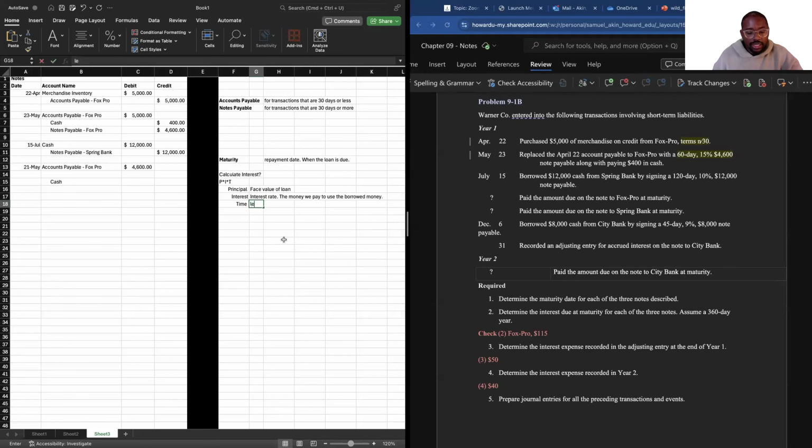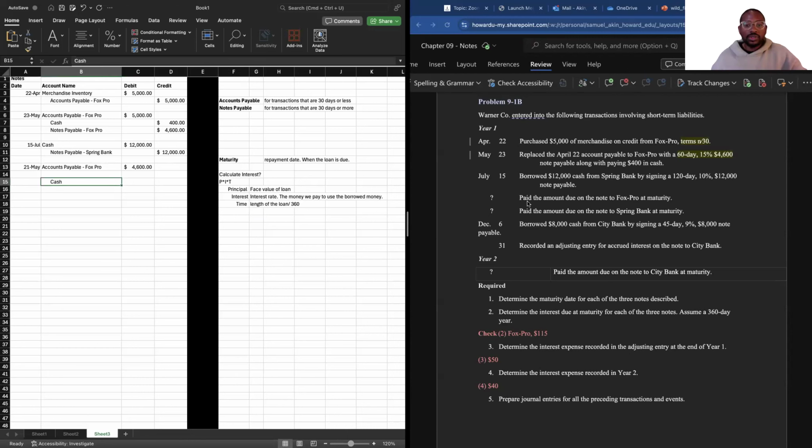Okay, and time, you want to write this down. This is very critical. Time is the length of the loan divided by 360 days. 360 days is the number of days in a year. Now you're probably saying, hey, how is that true? It's not 360, it's 365. Well, 360 is the banking calendar. The banking calendar uses 360, not 365. So time is going to be the length of the loan divided by 360.